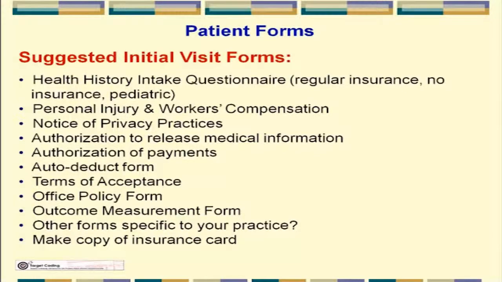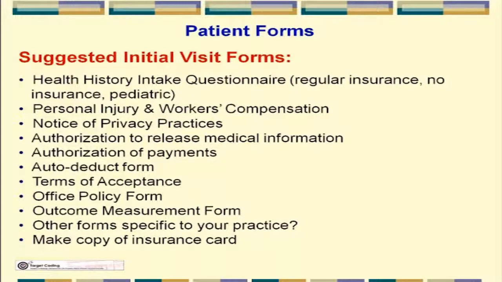How about an outcome assessment form? Strongly recommend you have the patient fill out an outcome assessment form. If you know the patient's condition in advance, give them an outcome measurement form related to their condition. So, for example, if you know they have a neck problem, give them the neck disability index form. Lower back problem, give them the Oswestry or the Roland Morris.